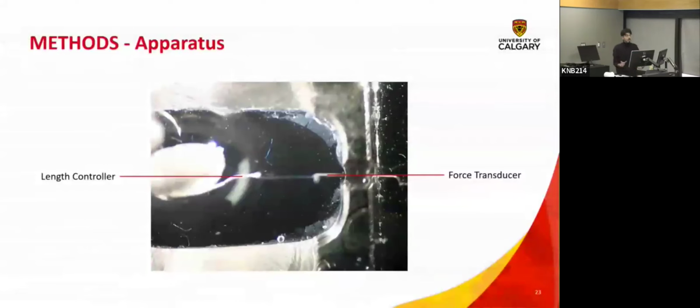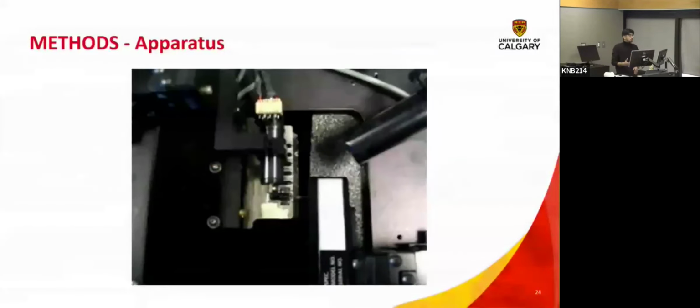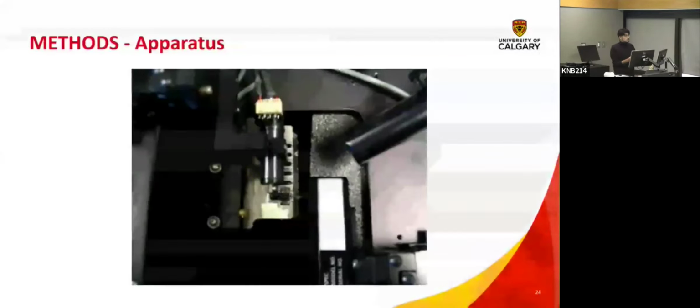On one side, you have a force transducer that can help you track the force throughout the entire protocol. On the other side, you have a length controller that can help you make very fine adjustments to the length of this fiber over the duration of the protocol. The way by which we are able to selectively activate, relax, and then induce a Rigor state as well is by submerging these fibers within solutions.